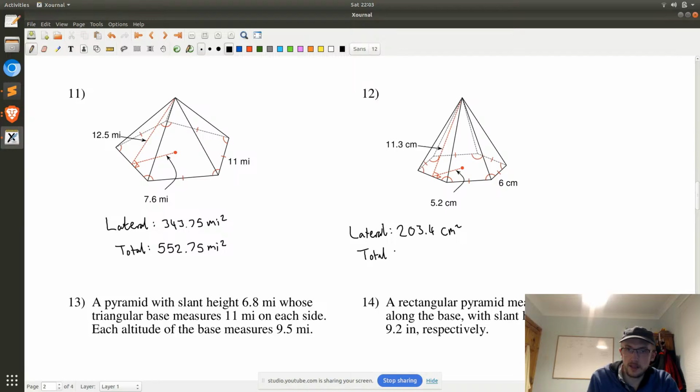Now for the base, 6 times 5.2 times 6, and then all of that divided by 2. So in other words, 18 times 5.2. So 46.8, double that, 93.6. And then add that on.